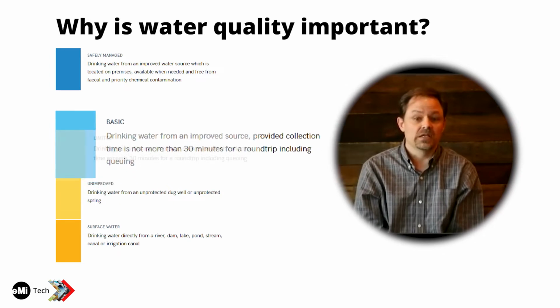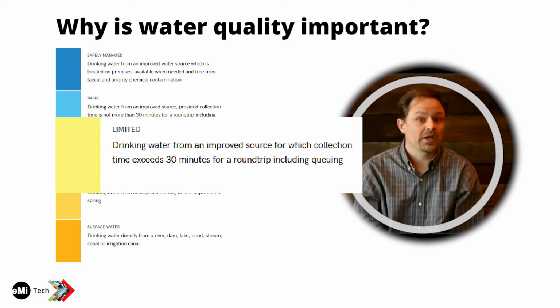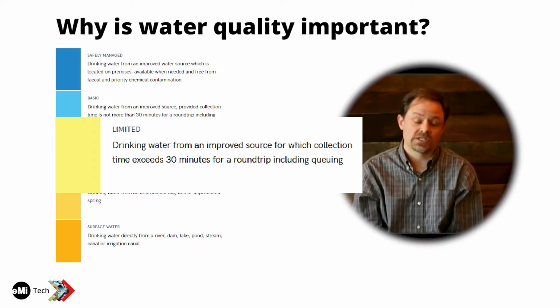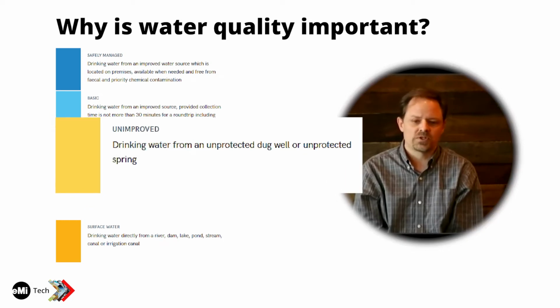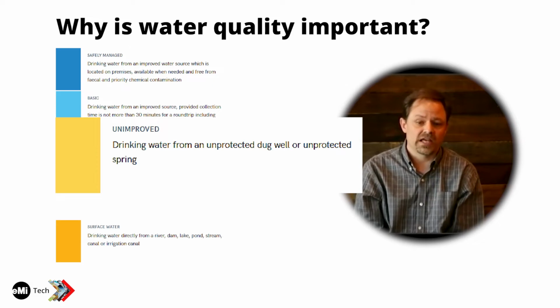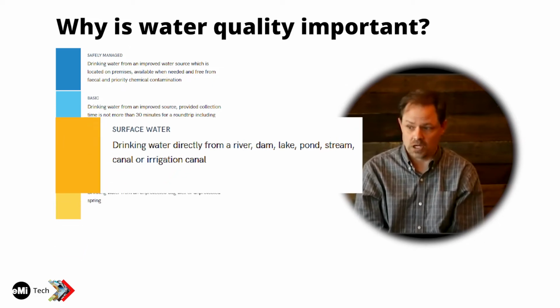Below that is the limited level. This is still an improved source of water, but in this case, it's at a distance that's greater than 30 minutes of time. And then below that is an unimproved source, which is essentially an unprotected well or spring. And below that is just consuming water directly from a surface water body.